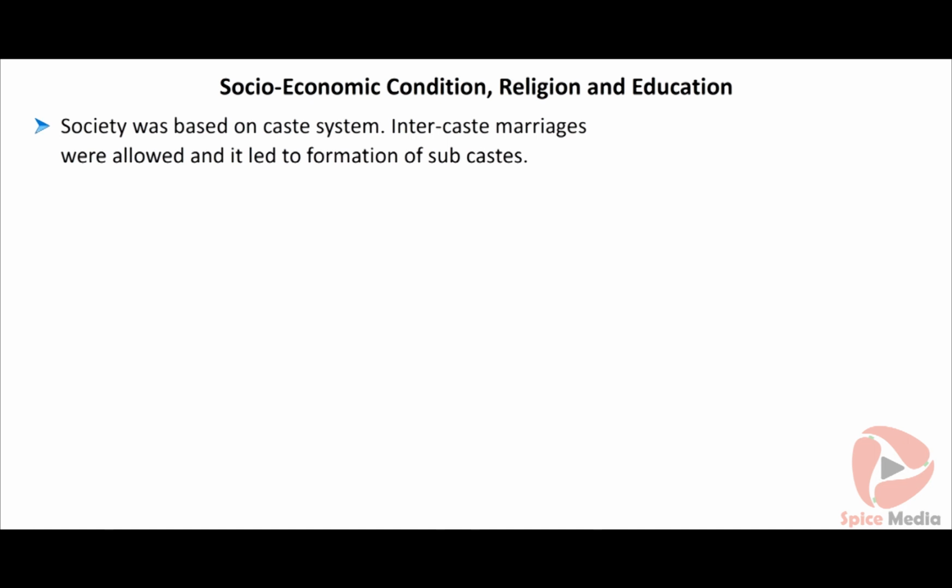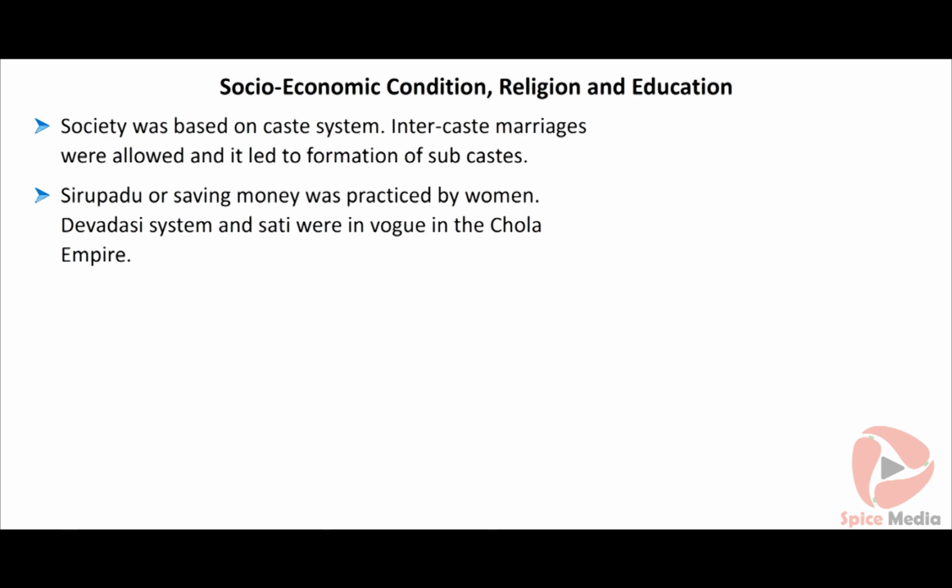Society was based on caste system, but the different castes lived peacefully with each other. Intercaste marriages were allowed, and it led to the formation of subcastes. Seerpadu or saving money was practiced by women. Devadasi system and sati were in vogue in the Chola Empire.